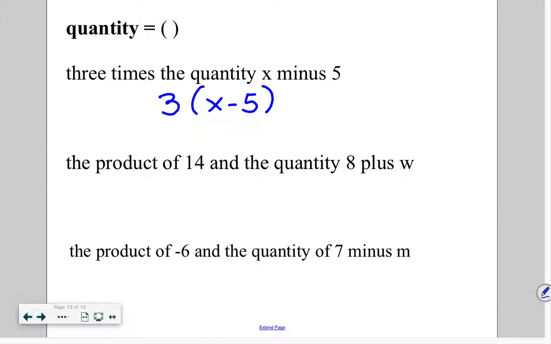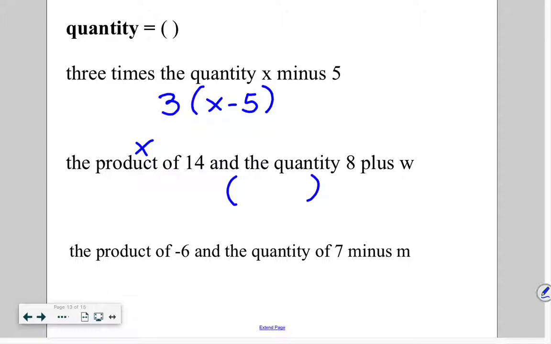The product means to do what? Okay, so I know I'm going to have a multiplication question. The product of 14 and the quantity. So what should I be recording already? The product of 14 and the quantity. What order? I heard parentheses, so yes, I have to have parentheses.